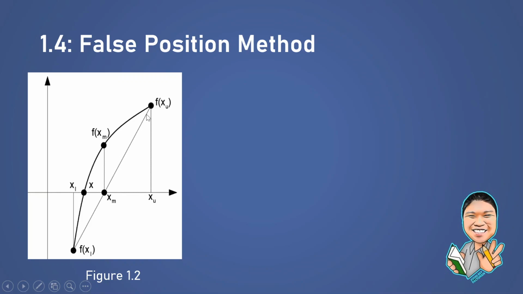Ang gagawin mo daw, meron tayong dalawang points. Kung i-imagine ninyo, i-connect mo daw yon sa line segment. Tapos, kung ano yung intersection nitong point na to ng x-axis, yun na daw yung x sub m.